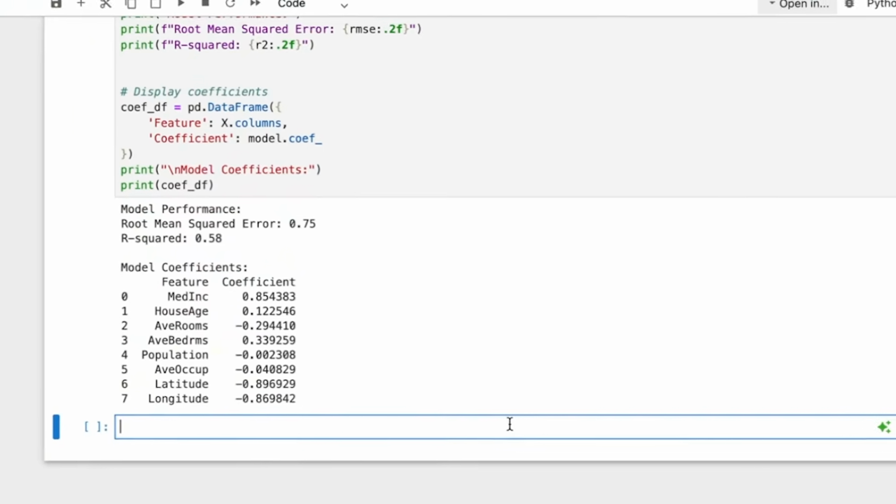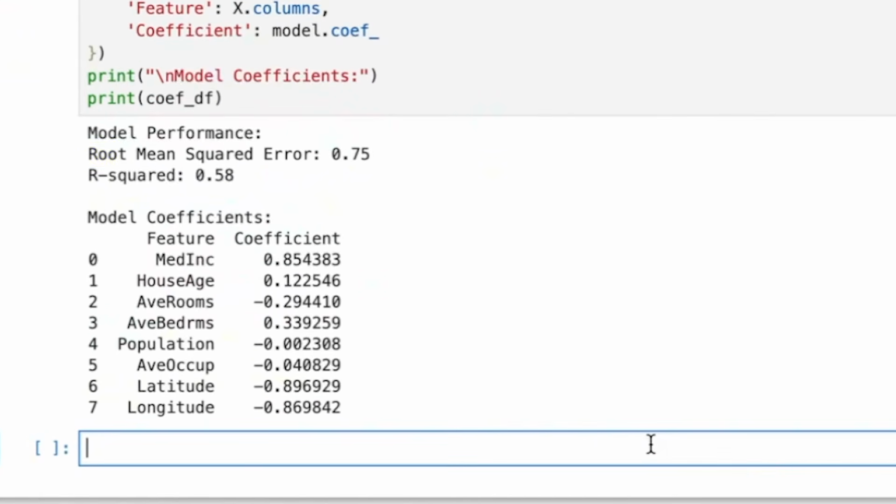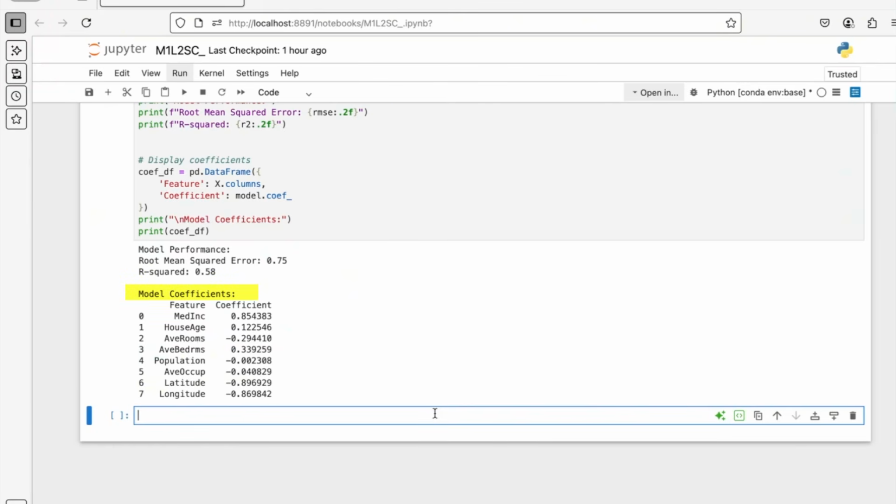So it looks like our model achieved an RMSE of about 0.73, which means our predictions are off by approximately $73,000 on average. The R-squared value of around 0.60 indicates that our model explains about 60% of the variance in house prices, which is a decent result. Now let's take a look at the output showing our model coefficients.